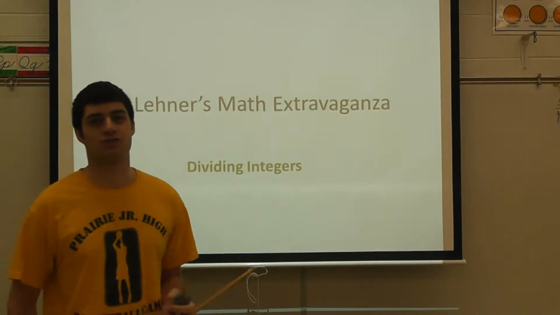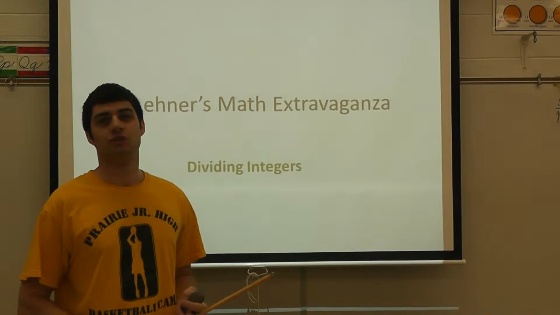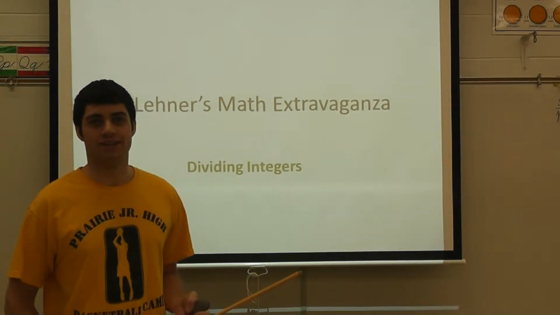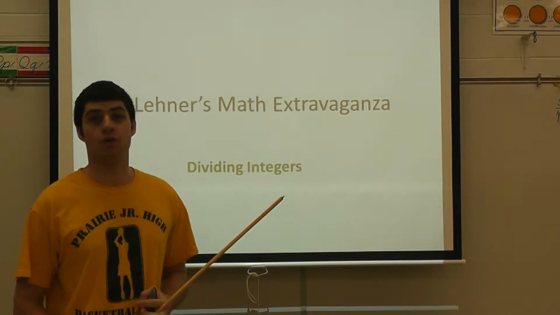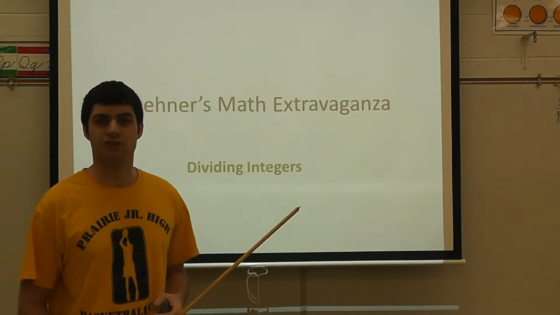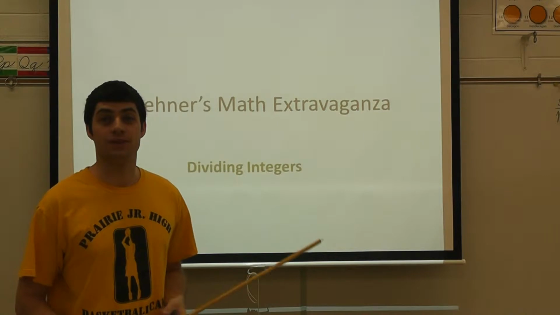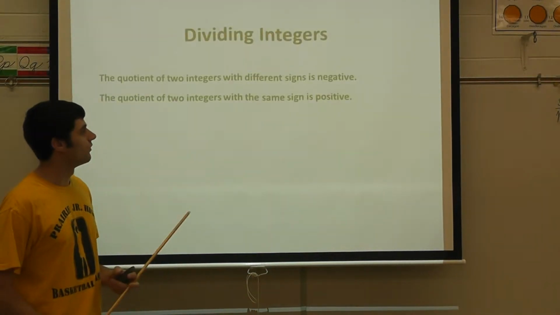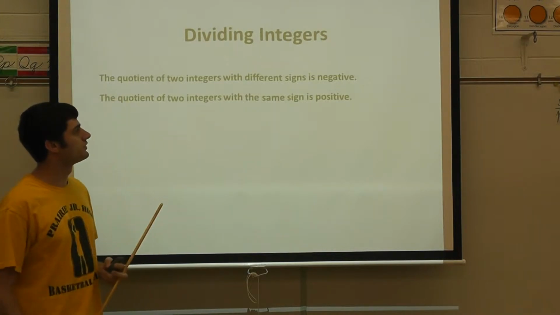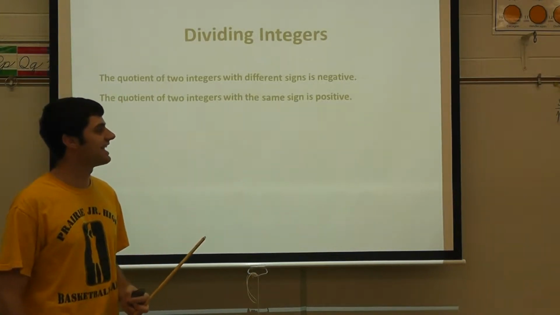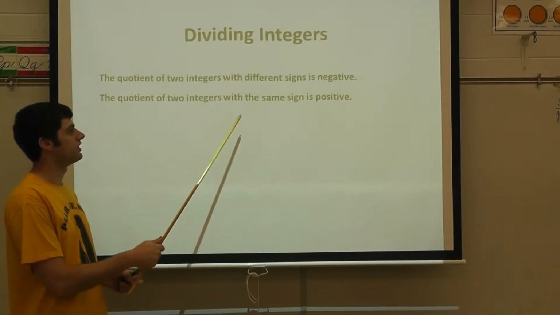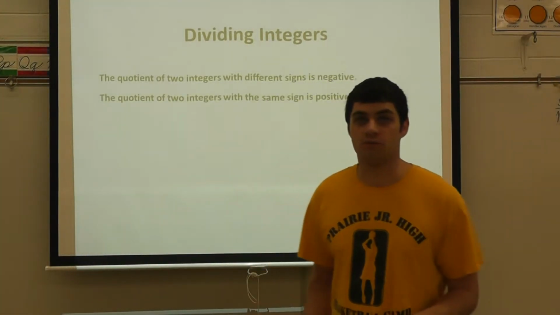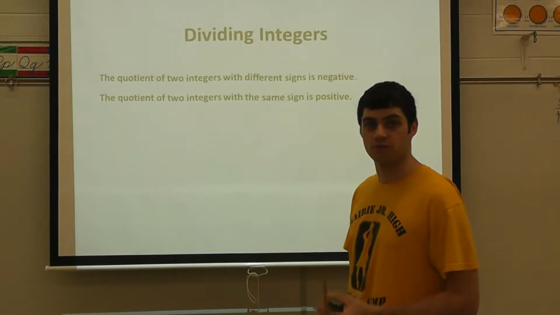Welcome back to Mr. Lehner's Math Extravaganza. Today, we are going to take a look at dividing integers. It is eerily similar to how we multiplied integers. We're going to use the same type of methods in here to solve these types of problems. Let's take a look. When dividing integers, the quotient of two integers with different signs is negative. The quotient of two integers with the same signs is positive. Same thing with our multiplication. We're following the same type of rules.